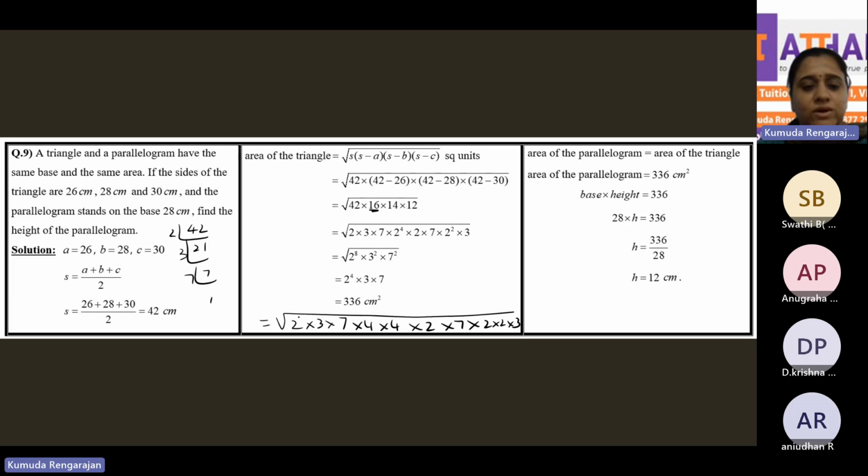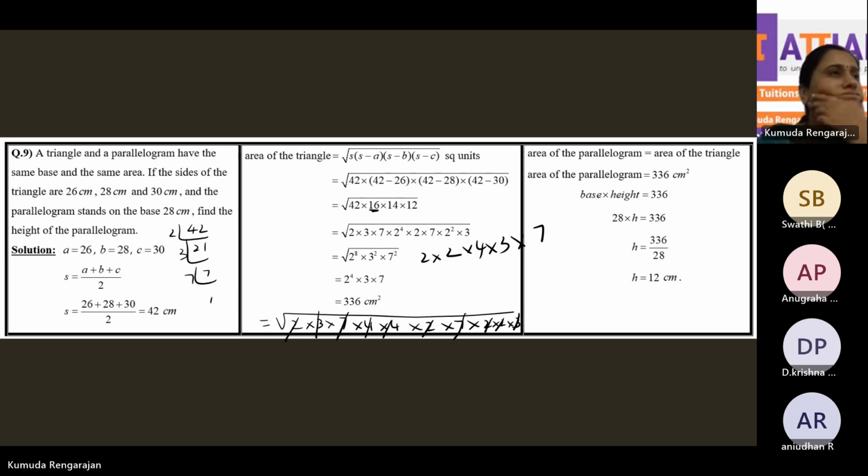Yeah, so now how many twos? 1, 2, 3, 4. So 2 twos will come out, correct? Then 2 fours, so 1 4 will come out. Then 1 2 threes, 1 3 will come out. And then 1 2 sevens, 1 7 comes out. What is the difficulty in this? And then you should find the product. Yes, what's your doubt? You got 336? Very good.